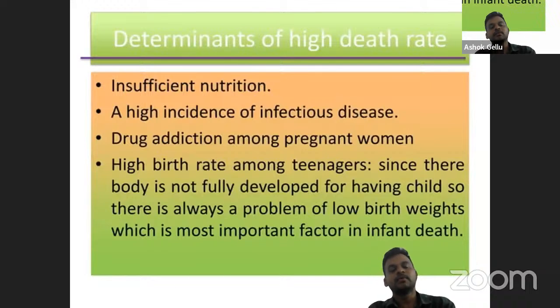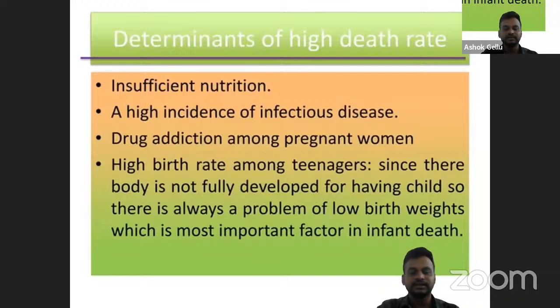High birth rate among teenagers, since their body is not fully developed for having a child. So there is always the problem of low birth weight, which is the most important factor in infant death. Infant deaths are occurring more in India, especially among teenagers.